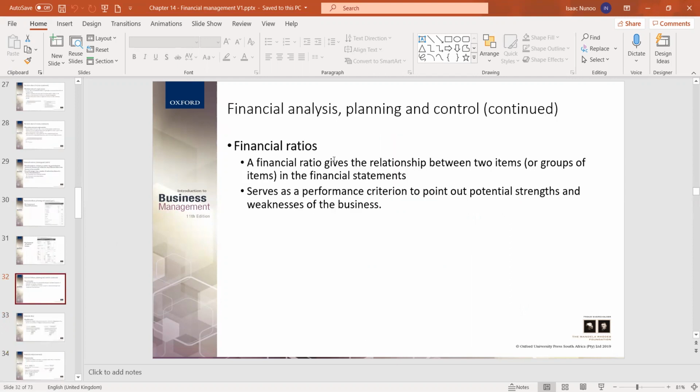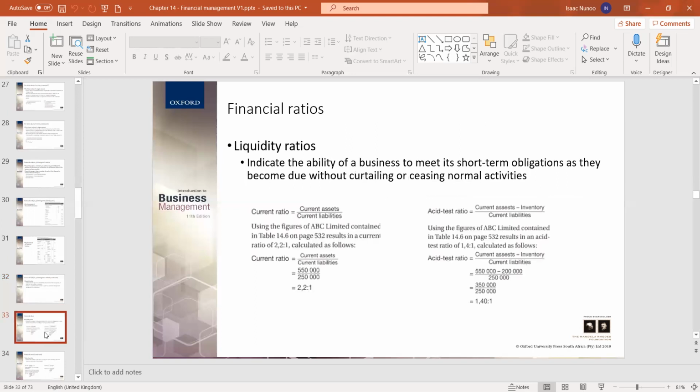Now we move on to go into details of the financial ratios, which I've already talked about. The financial ratios give the relationship between two items in the financial statements, that is, the financial position and the financial statement. It serves as an important criterion to point out the financial strengths and weaknesses of a business. So this gives a signal to businesses and parties involved in businesses whether the company is doing well or not. And I remember I've talked about the financial management, the suppliers of loan capital, investment analysts, and labor unions.